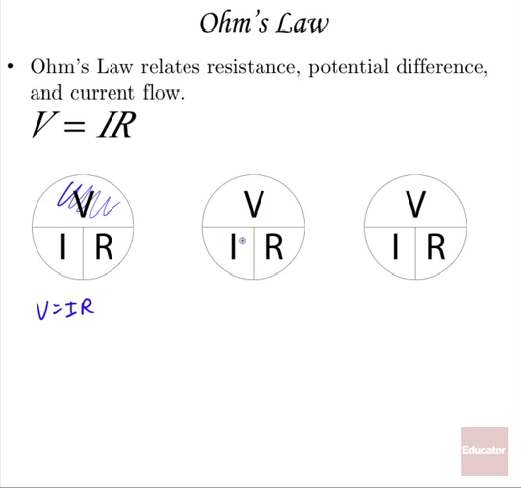In the middle, if I want to find current, I cover up the current. I, therefore, must equal V divided by R. And one more version, if I want to find resistance, I cover up resistance, and I find that R is equal to V divided by I. Just a quick little way to manipulate that formula that may save you some time.